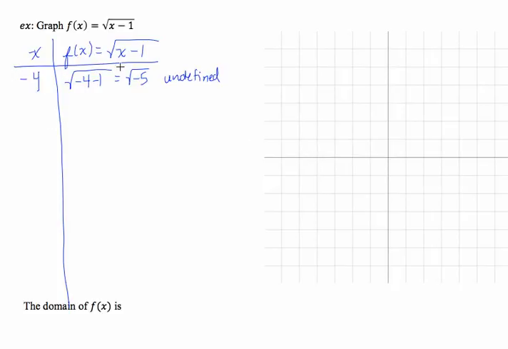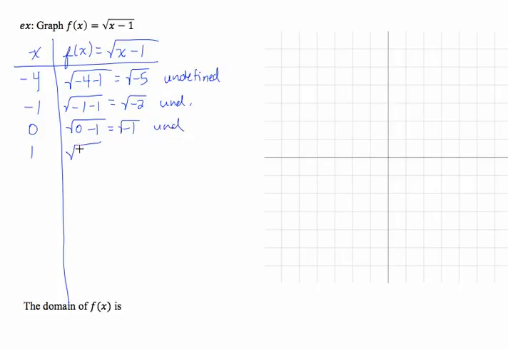Okay, and as you can see, if I was to plug in -3, I'd get the same thing. In fact, let's try -1. If I plug in -1, I still have the square root of -2, still undefined, so it still doesn't work. Let's try 0. If I plug in 0, I still have the square root of -1, still undefined. Let's keep going. Let's plug in 1.